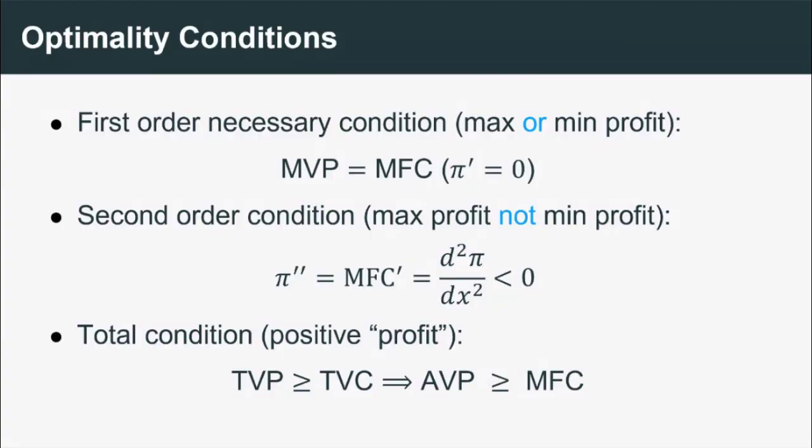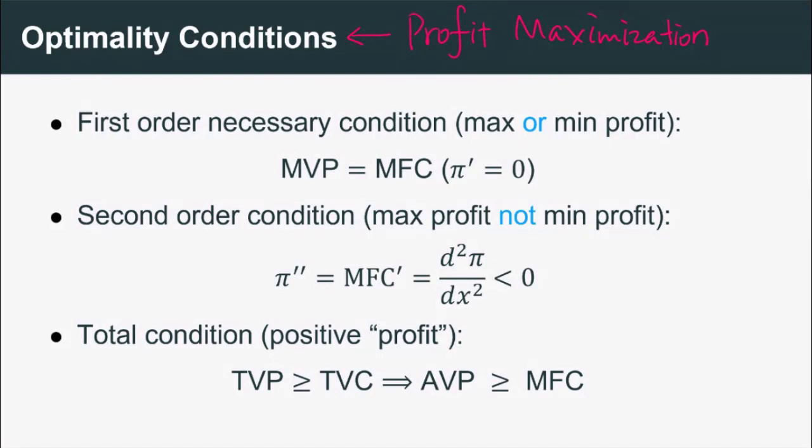Okay, let's summarize the optimality conditions, and by optimality here I mean profit maximization. Both maximization and minimization belong to optimization. So there are actually 3 conditions in total to make sure we get a maximized profit.